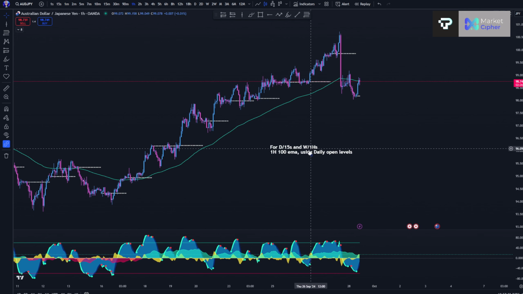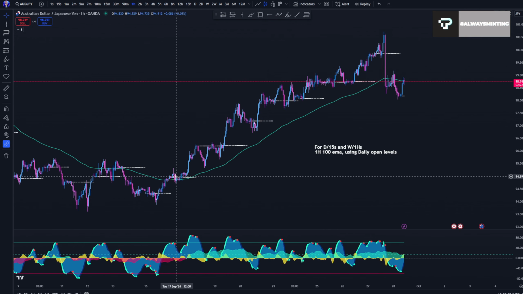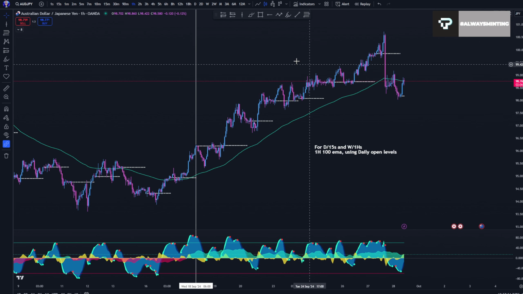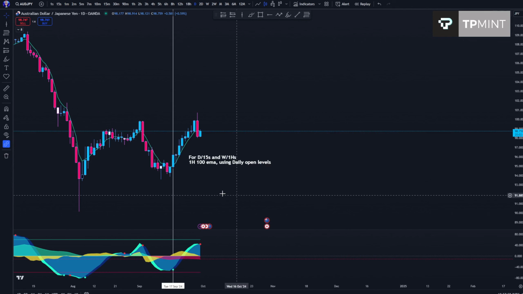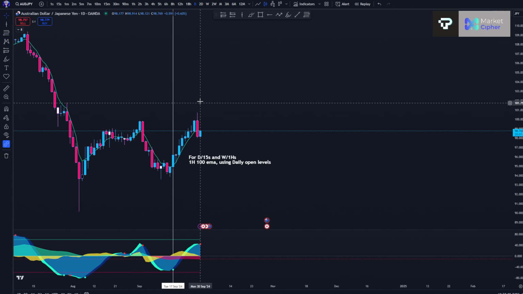So for playing the D15s and the weekly 1 hours, once you have a daily open above the 1 hour 100 EMA, you would then assume that you are long trending. And if we go to the daily time frame, it is highly probable that once this closes, you are getting daily blue candles. So we're going to go have a look at that quickly just to show you. Right, you see, it's the start of a sequence of daily long trending candles.